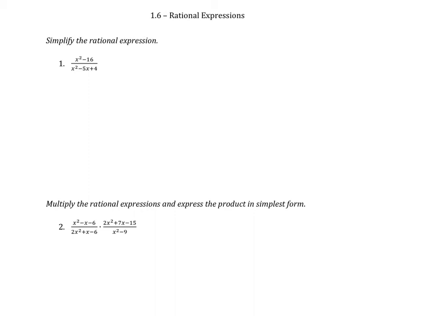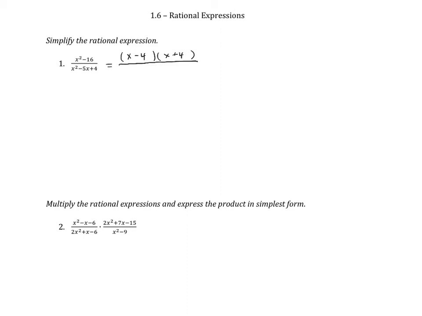So number 1, simplify the rational expression. The first thing you want to do when you're simplifying these is factor the top and the bottom completely so that you can try to cancel out like or common factors. That's what we're going to do here. The x squared minus 16 is a difference of squares, so that's going to factor into x minus 4 and x plus 4.